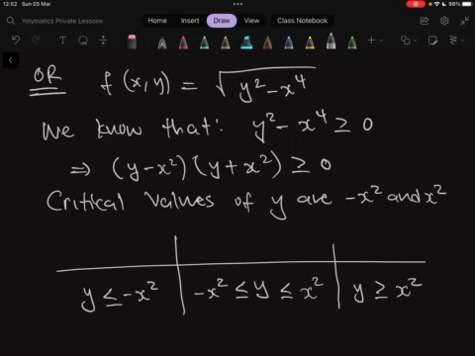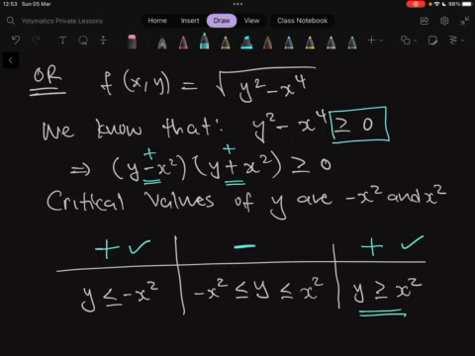Now I'm going to consider this region, and take any value of y that I can think of which is greater than x squared. If I take any value of y greater than x squared, this bracket is going to be positive, and this one also is going to be positive, so the overall sign will be positive. Then this sign has to be negative, and this one has to be positive, like that. Now we see which of these carry the solution. The inequality suggests that we need positive regions, and we see that we have two positive regions in this place.